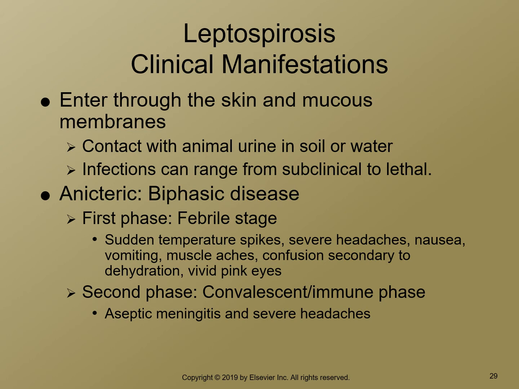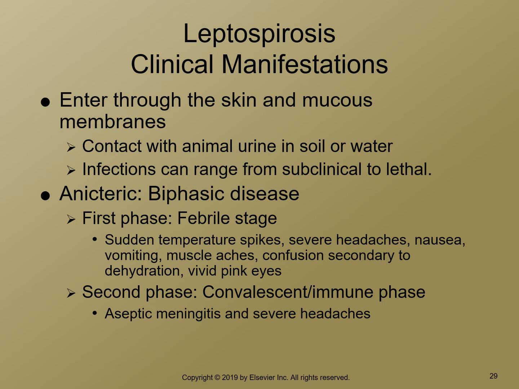Anicteric leptospirosis is usually a biphasic disease. The first phase, known as the leptospiremic or febrile phase, lasts for about 3 weeks, and it's characterized by sudden temperature spikes, severe headaches, nausea, vomiting, and muscle aches. Patients often experience confusion secondary to dehydration. During this period, leptospires can be recovered from the patient's blood and cerebrospinal fluid.